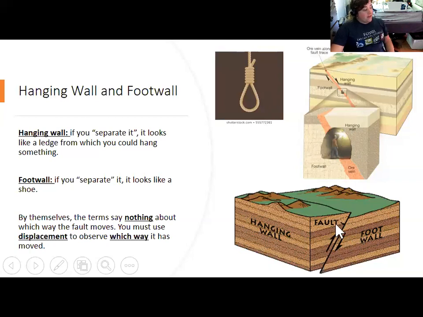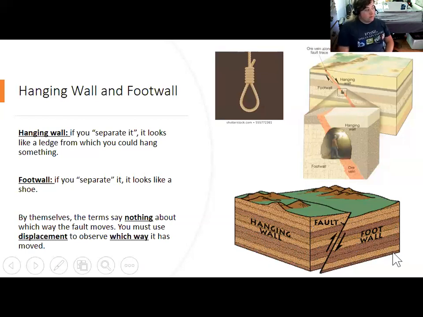I actually find that the footwall, in a crude, broad way, resembles a kid's drawing of a shoe. So that's how I remember which side of a dip slip fault is the footwall. The hanging wall looks kind of like a Jawa sandcrawler, or it has the point that you could hang something off of. The footwall looks like a shoe.